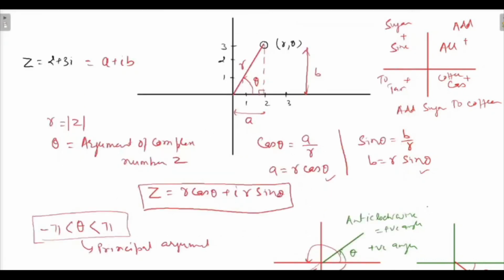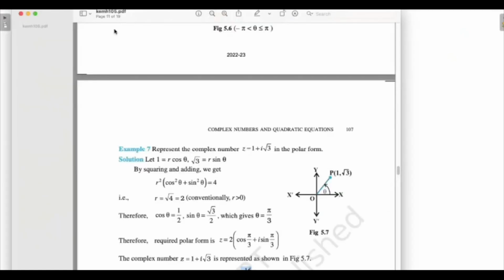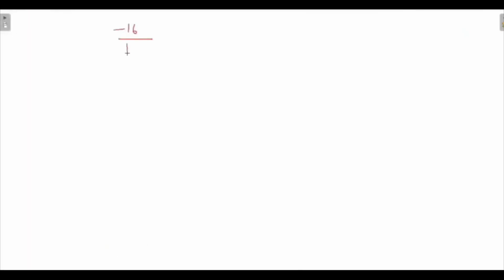So what they are asking us is: the complex number is given as minus 16 divided by 1 plus i root 3. We have to convert it into polar form, so in r cos theta plus i r sin theta form. First of all, this complex number is not in the format a plus ib, so we have to convert it. We'll take minus 16 divided by 1 plus i root 3 and multiply it with the conjugate of this number, 1 minus i root 3, just to rationalize this.